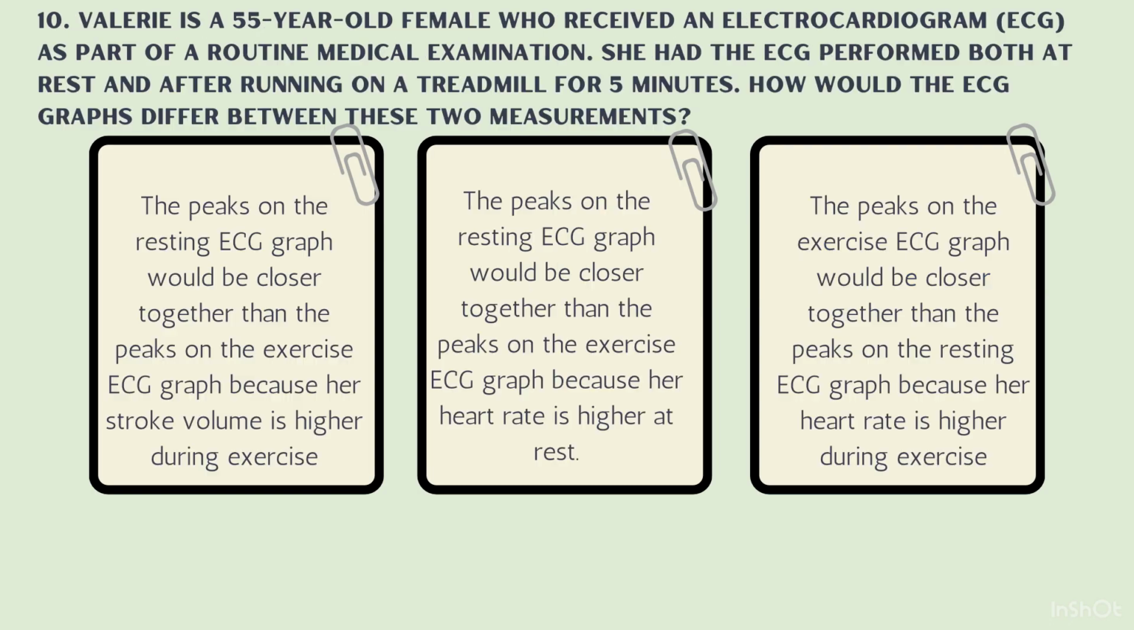Alright, 10. Valerie is a 55-year-old woman who received an electrocardiogram as part of a routine medical examination. She had the ECG performed both at rest and on running on a treadmill for 5 minutes. How would the ECG graphs differ between these two measurements? So the correct answer here is going to be, the peaks on the exercise ECG graph would be closer together than the peaks on the resting ECG graph because her heart rate is higher during exercise.